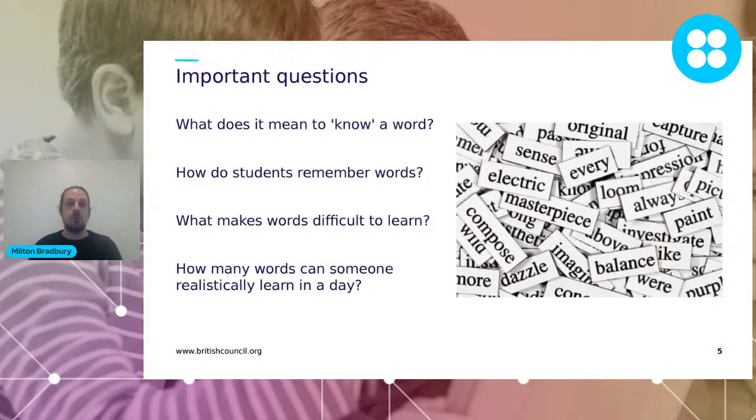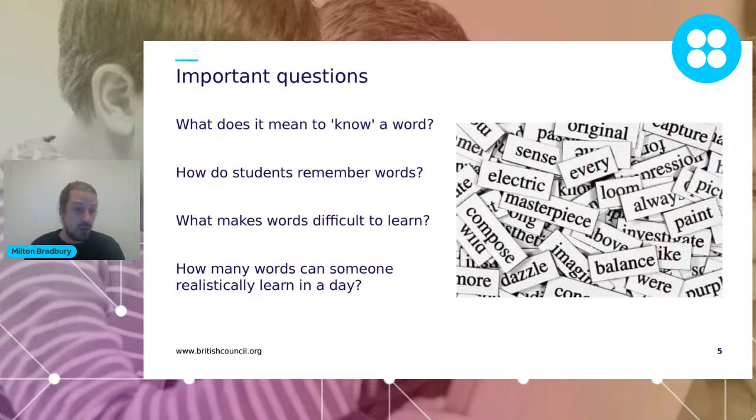So what are some important questions for us as teachers in supporting our students learn vocabulary? Well, the first one I'd like to focus on is, what does it mean to know a word? Is it just the definition? Do students only need to know what the definition of a word is, or do they need to know more? We will try to answer this question in a minute.